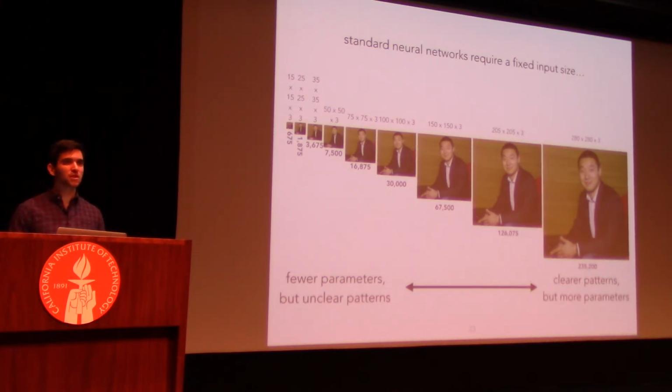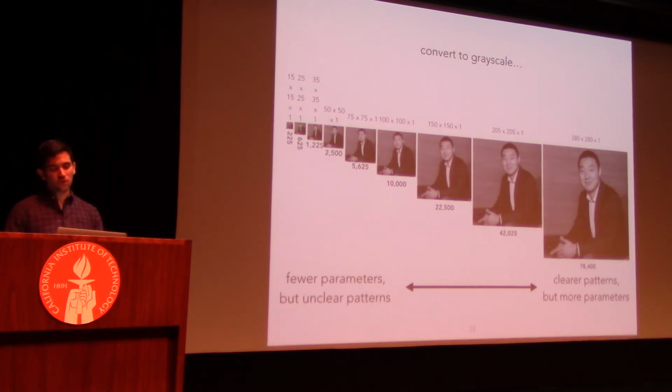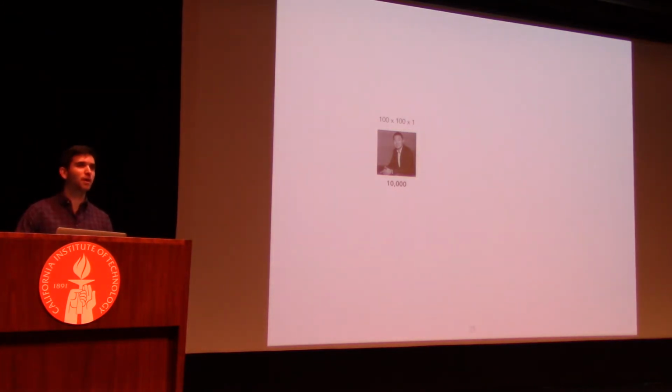One consideration is that the color channels don't really matter too much, so maybe we can make it grayscale. And then we might decide that 100 by 100 might be reasonable. You know, there's a lot of people out there. We have to be able to distinguish Yisong from other people. So what if we go with 100 by 100? That's 10,000 input dimensions.